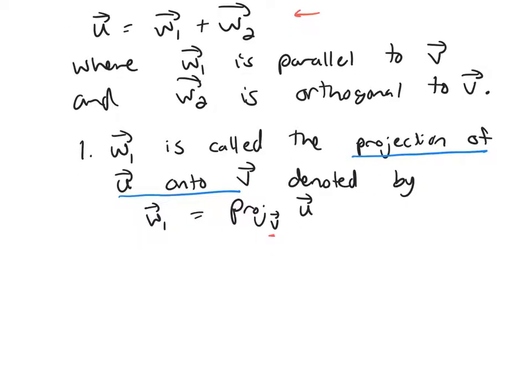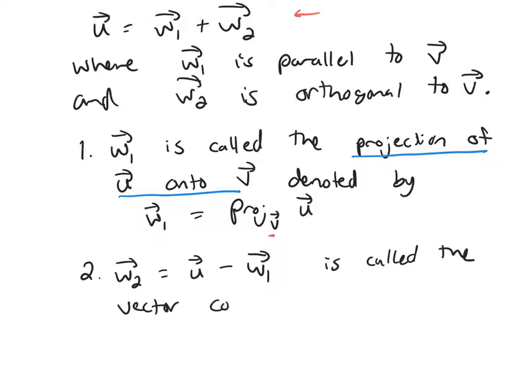And then that second vector, which was W2, you can also find W2, it's U minus W1. This is called the vector component of U orthogonal to V.